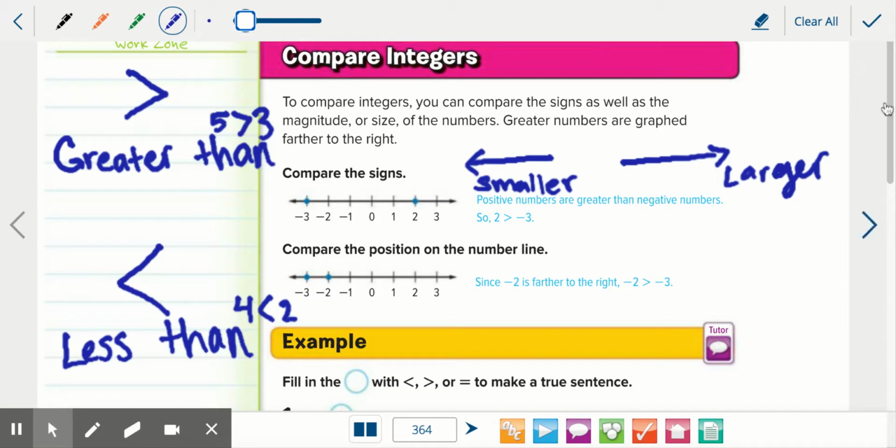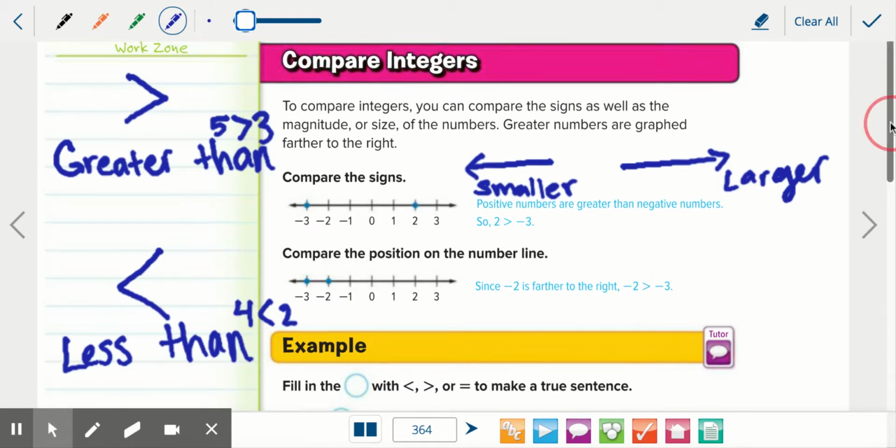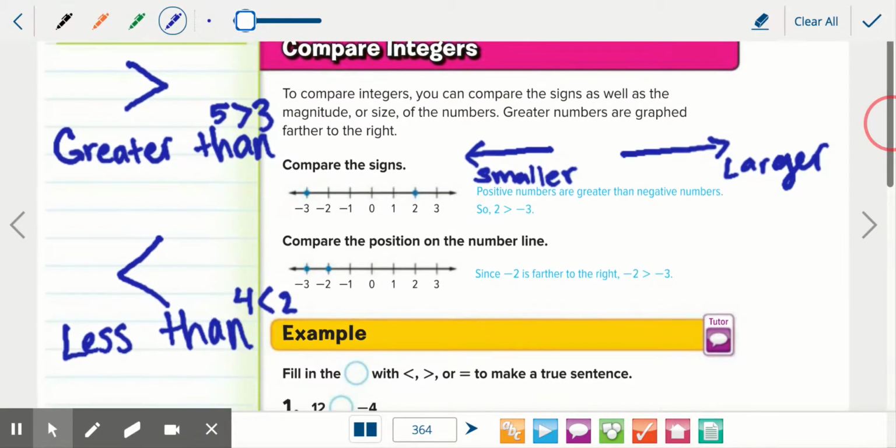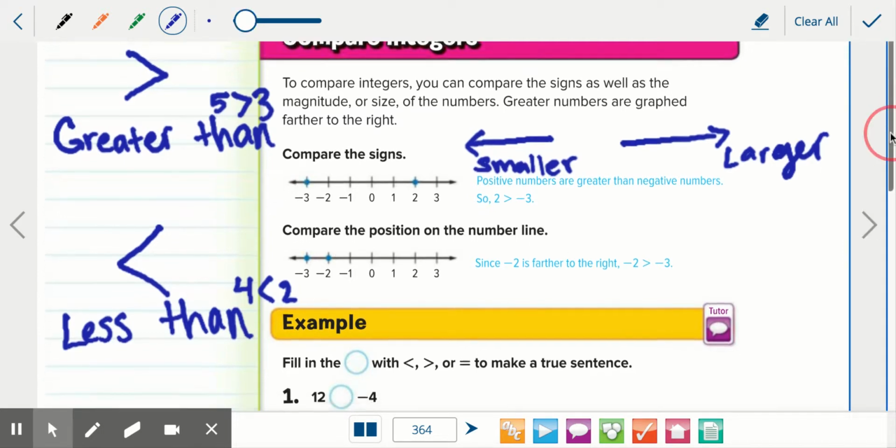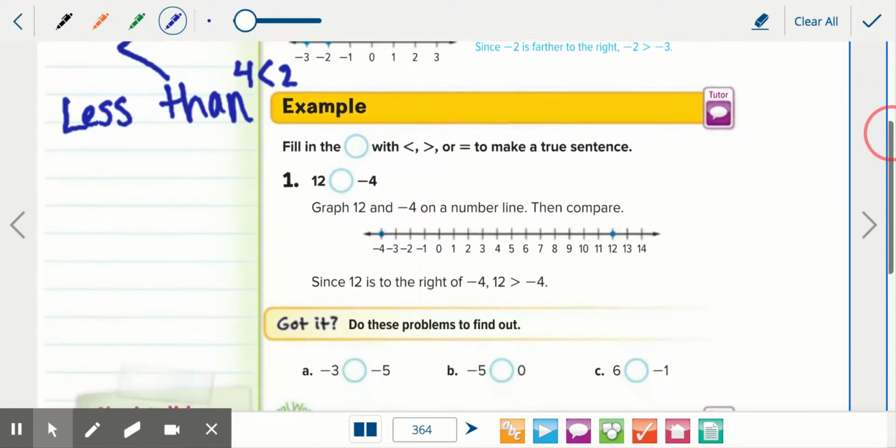One of the things that I like to say is negative land is like opposite land. And so when we're in the negative land, if it's what we think is a larger number, it's actually smaller because negative land is like opposite land. So it's the opposite of what we originally think.